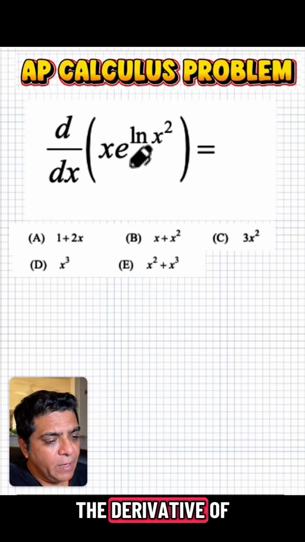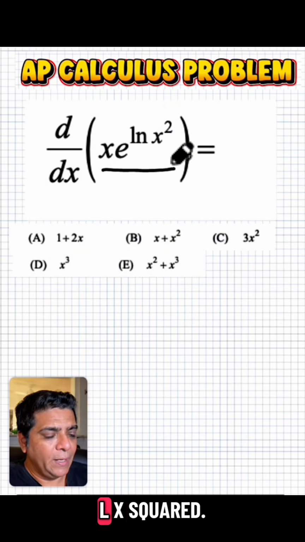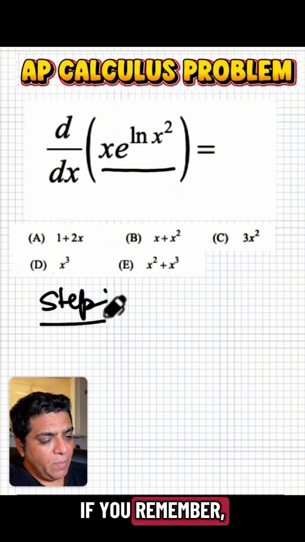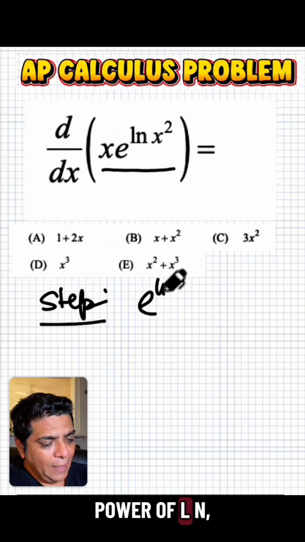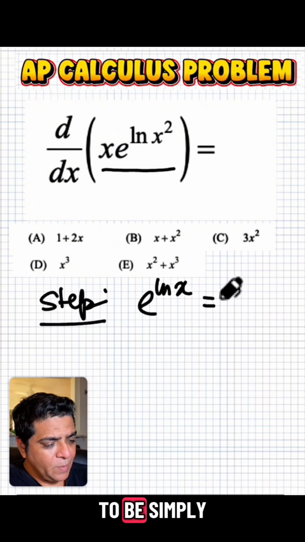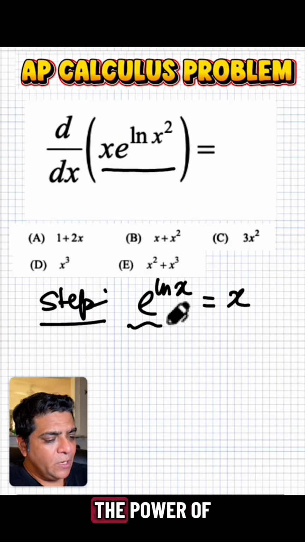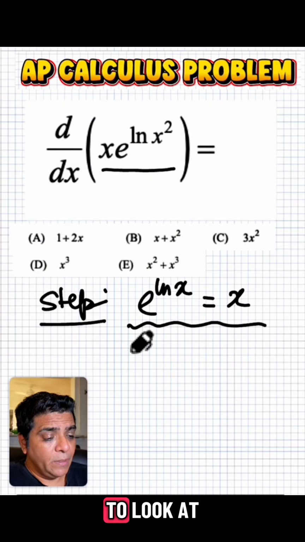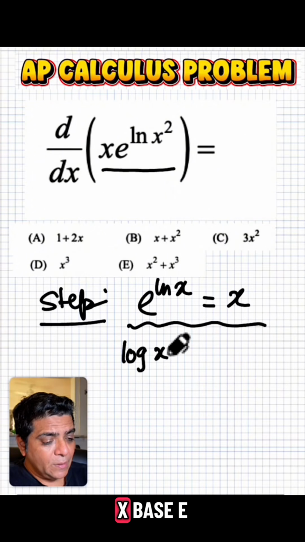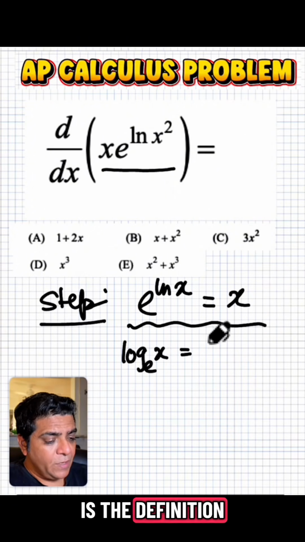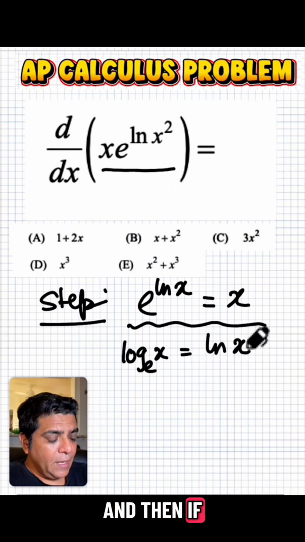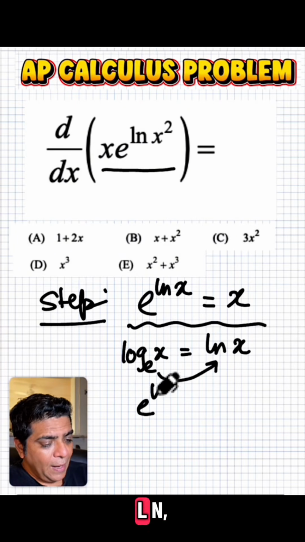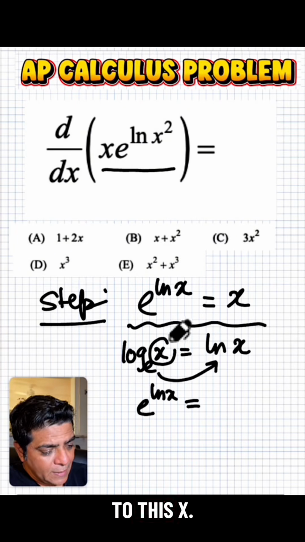Okay, so we need to find the derivative of this expression: x e to the power ln x squared. So first step is, if you remember, e to the power of ln x is going to be simply equal to x. Why? Because e to the power of x and ln of x are inverse functions, they will undo each other. Also, another way to look at it is log x base e is the definition of ln of x. And then if you write this in terms of an exponent, then e to the power of ln x is equal to this x.